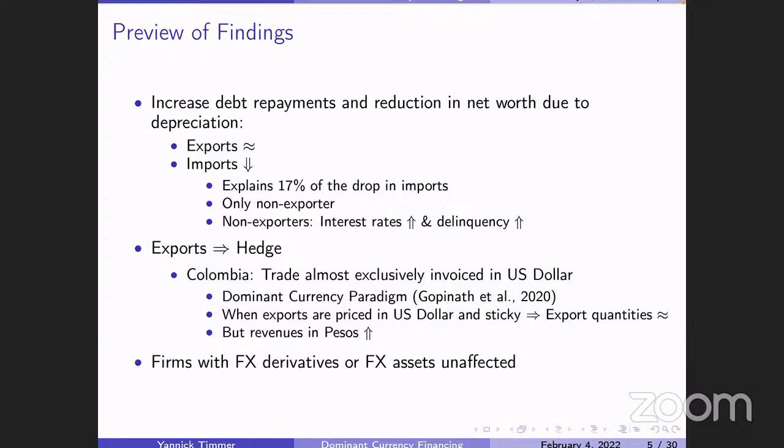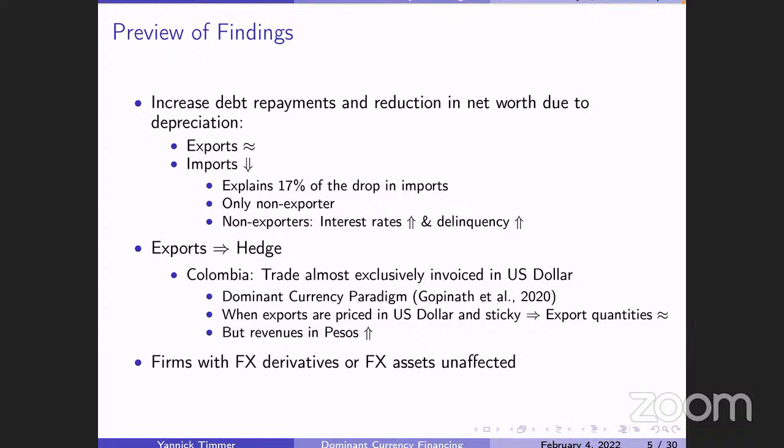However, this drop in the imports is exclusively driven by non-exporting firms. And for these non-exporting firms, we can also see that the interest rates and the delinquency rates are increasing if they have more debt denominated in foreign currency or in US dollars. Why is that the case? Why is it the case that exports are unaffected and actually imports of exporters are also unaffected?